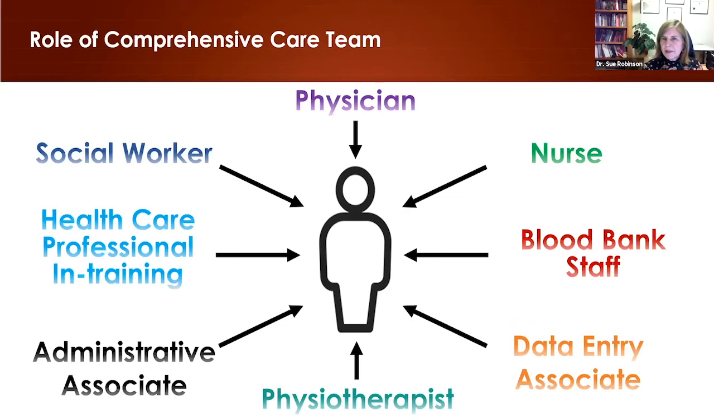So the role of the comprehensive care team: there is at least one bleeding disorder clinic in every province. And there's the physician, the nurse, the blood bank staff, data entry associate, physiotherapist, administrative associate. There's often learners, whether they're doctors, nurses, physios, and then social worker. Depending on the clinic, you may be very rich with these resources. I would consider our poor little hemophilia clinic in Nova Scotia to be not so rich, but we do have access to all these people, and they're all wonderful.